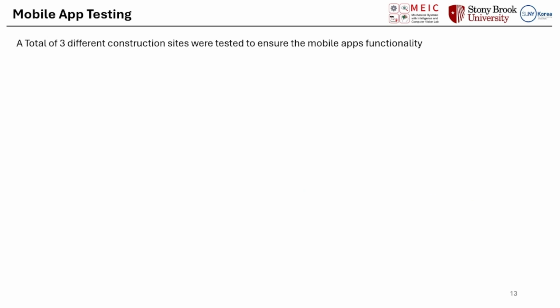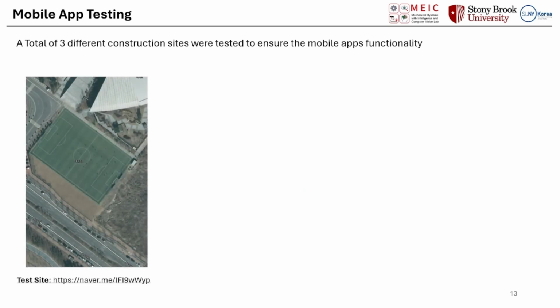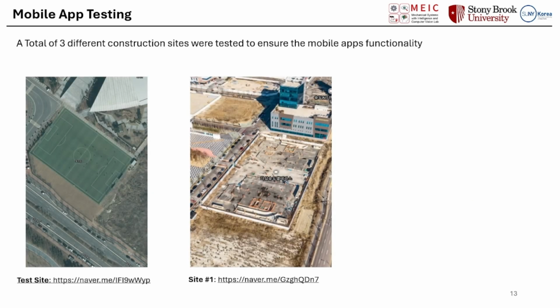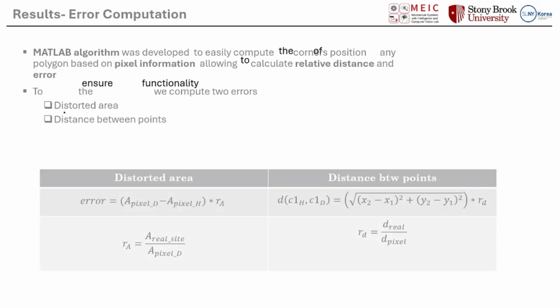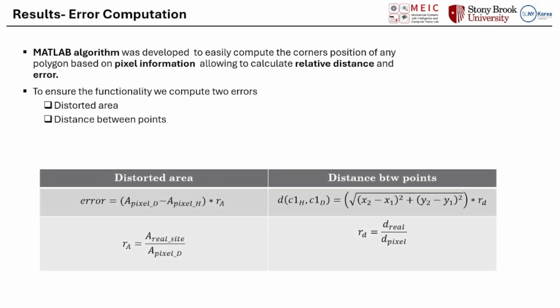To quantify accuracy, we developed a MATLAB script taking into consideration the following sites. With these sites, we want to be capable of computing two metrics, which are the distorted area and the distance between points. The area distortion is the percentage change in the polygon area, and the corner error computes the distance between true and computed corner selection.